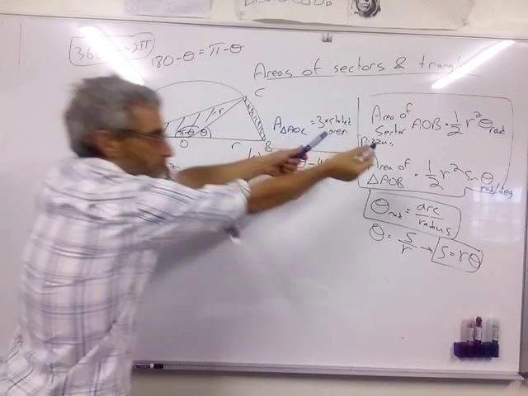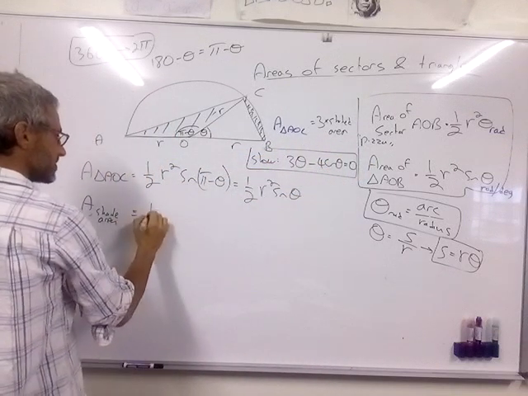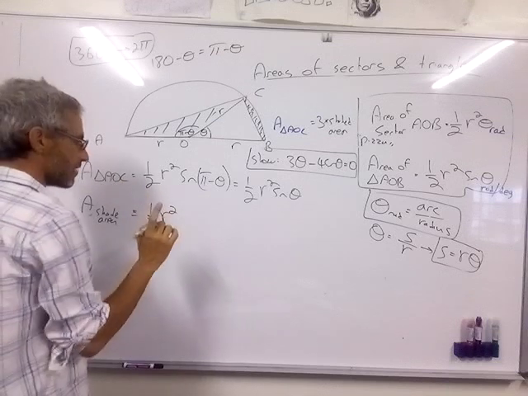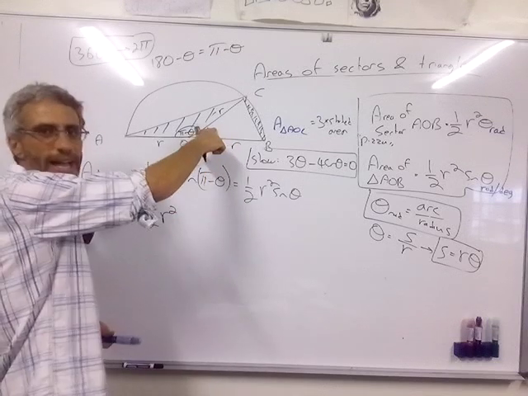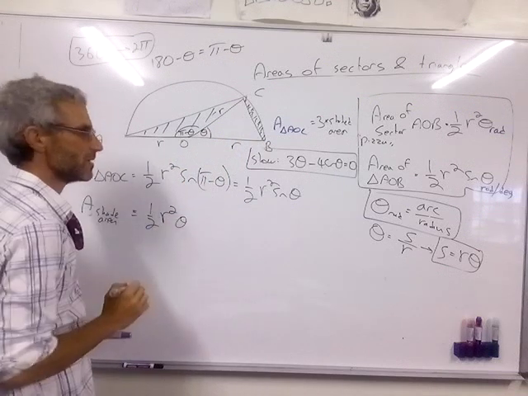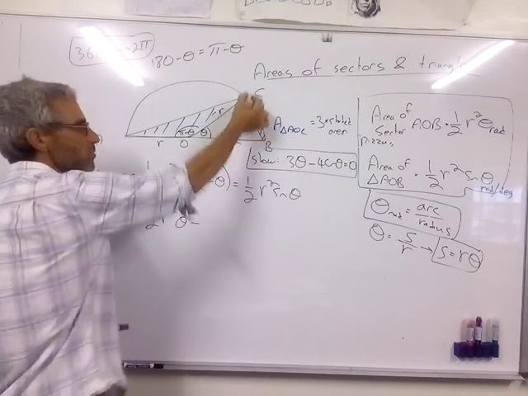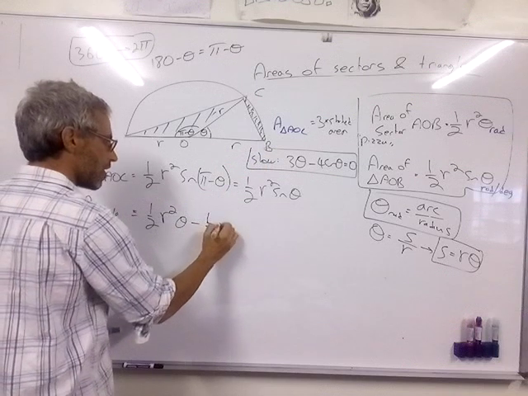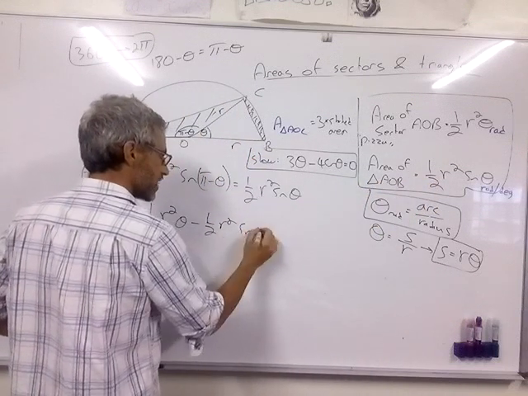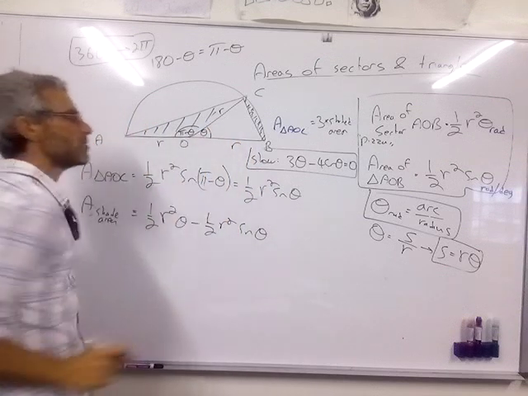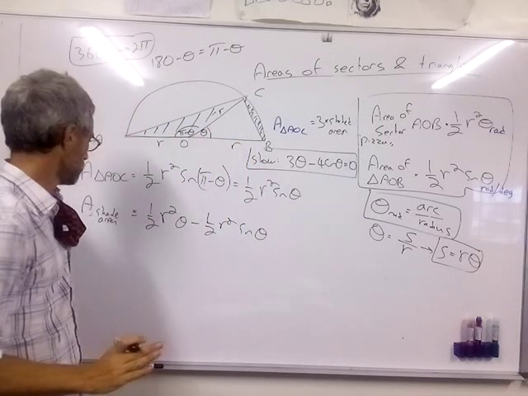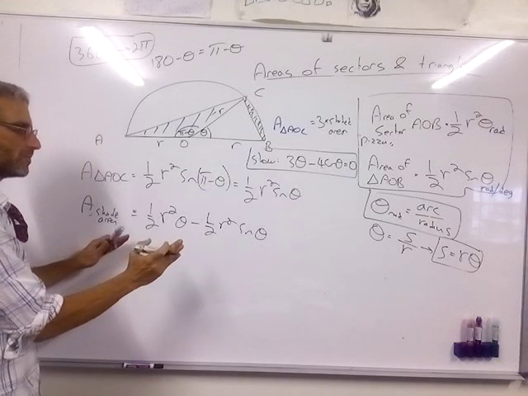So let's just use the formula. The area of the segment is half r squared, and now I'm going to be careful. What is the angle? In this case, the angle is theta, because I'm looking at this segment. So theta, in radians. Minus the area of the triangle, half r squared sine theta. Again, theta is the angle between these two sides, so it's fine. So that's the shaded area.